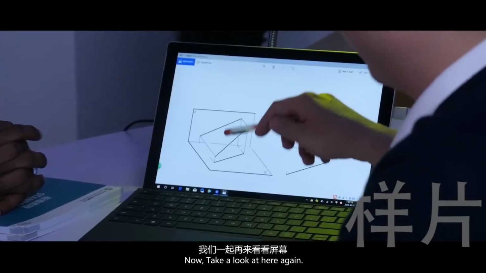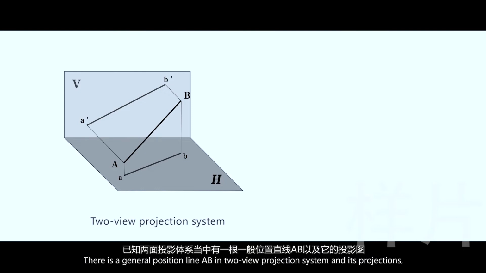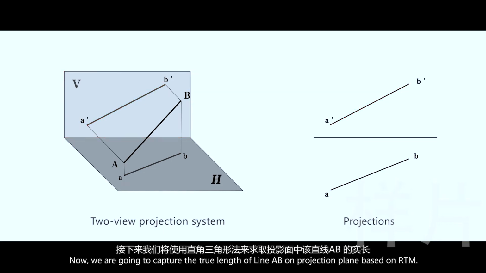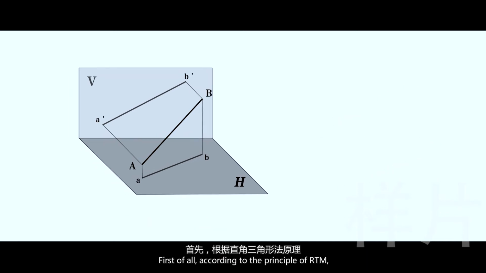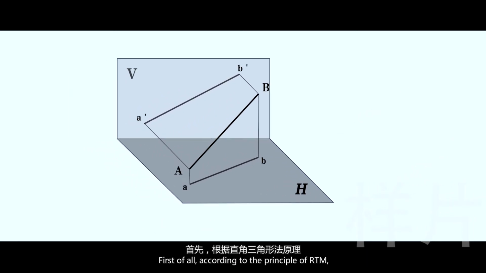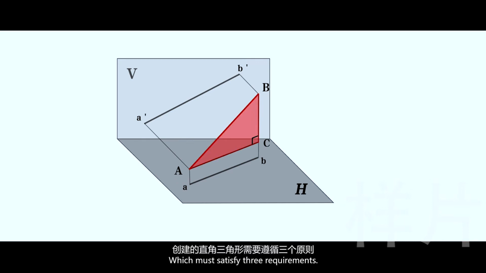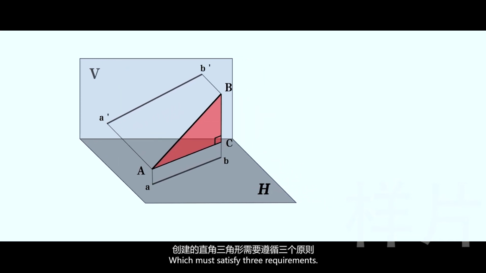Now take a look at here again, guys. There is a general position line, AB, in two-view projection system and its projections. Lowercase ab on H-plane and AB apostrophe on V-plane. Now we're going to capture the true length of line AB on projection plane based on RTM. First of all, according to the principle of RTM, we need to create a right triangle in two-view projection system, right triangle ABC, which must satisfy three requirements.